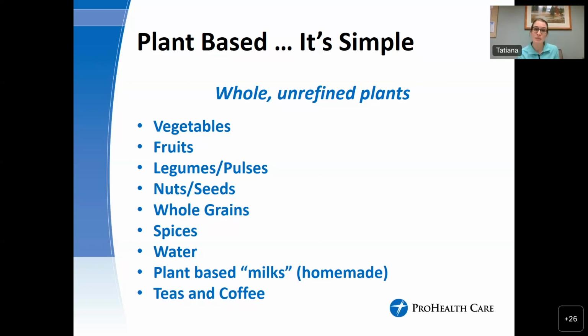So there are going to be some store-bought plant-based milks that you can get that would fit the bill. Otherwise, your best bet, make them at home. And then teas and coffee, right? If we're using whole tea leaves and steeping that, coffee beans and we're grinding, right? These are whole food plant foods. So we can consume these on this plan.